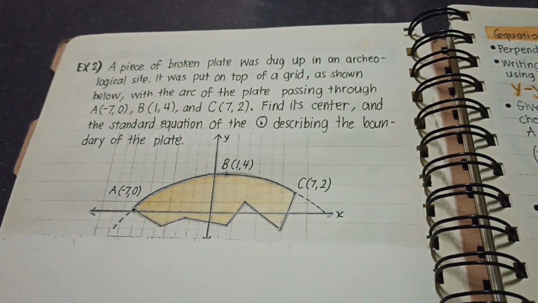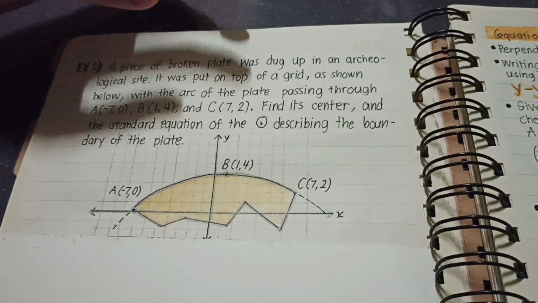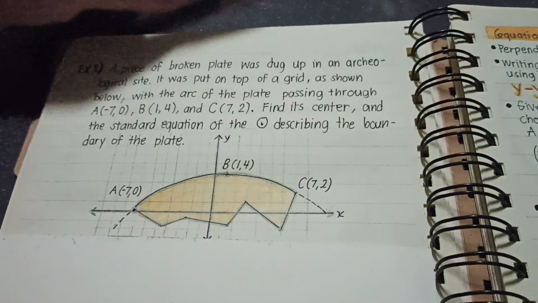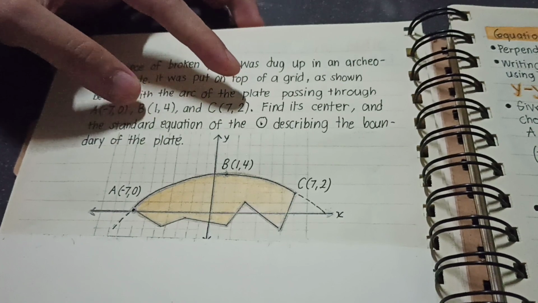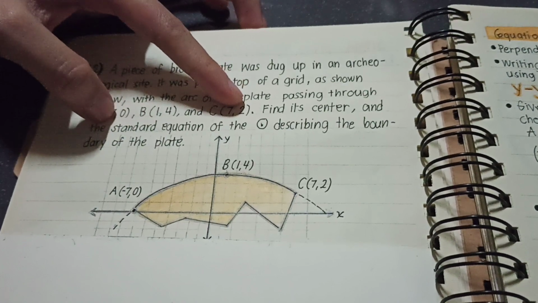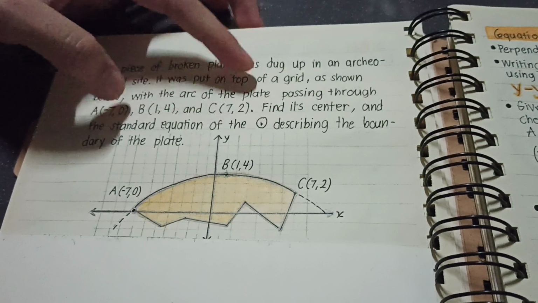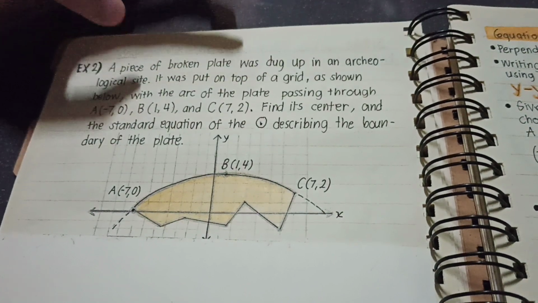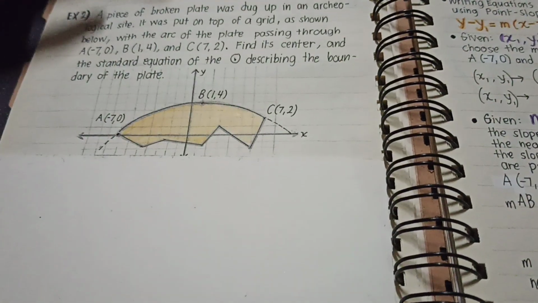So the question in the problem is to find the center. You are asked to find the center and the standard equation. Anyway, to find the standard equation of a circle, you need to have the center, right? So that's the first thing that we have to do. Find the center. But the question is how?